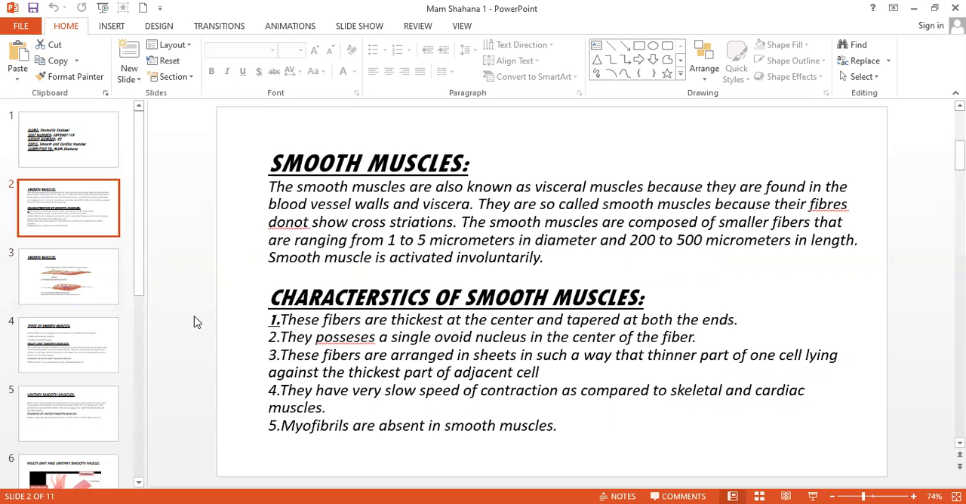These fibers are arranged in sheets in such a way that the inner part of one cell lies against the thickest part of the adjacent cell. It means that these fibers are arranged in layers or in sheets. They are not lying separately. They have a very slow speed of contraction as compared to skeletal and cardiac muscles. Myofibers are absent in the smooth muscles.